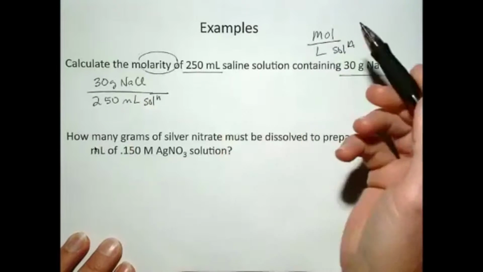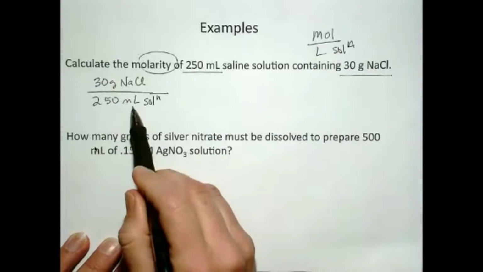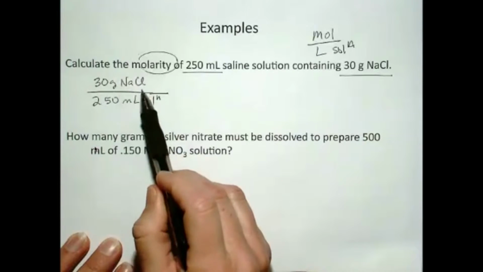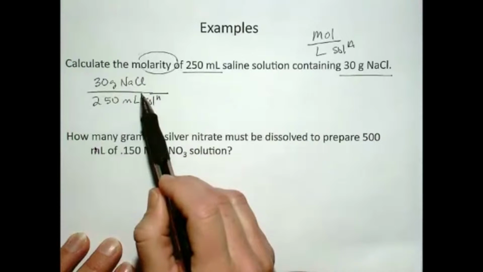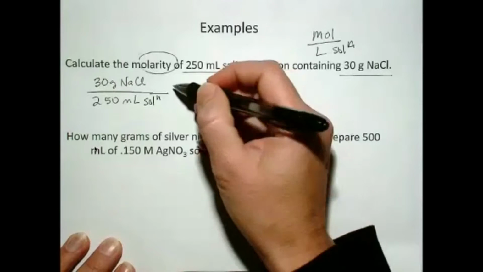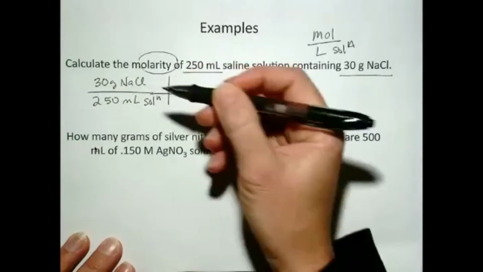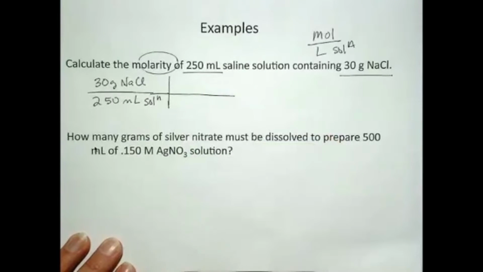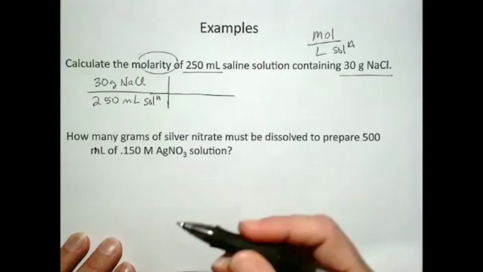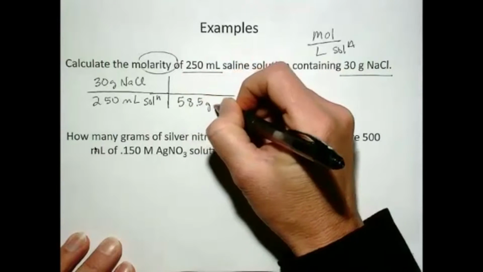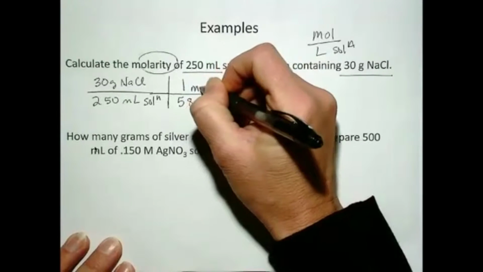So we're going to convert from grams to moles on top, and on bottom we're going to convert from milliliters to liters. Any time you have a chemical compound and you're given mass and you want to convert to moles, remember you just need the molar mass as a conversion factor. So we can convert grams of sodium chloride to moles using the molar mass, which you get from the periodic table by adding the molar mass of sodium plus the molar mass of chlorine, and it is 58.5 grams of sodium chloride for every 1 mole of sodium chloride.